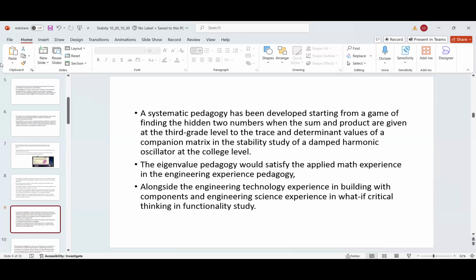Systematic pedagogy has been developed, starting from finding two hidden numbers when the sum and product are given at the third grade level, to the trace and determinant value of a companion matrix in the stability study of a damped harmonic oscillator at the college level. The eigenvalue pedagogy would satisfy the applied math experience, alongside the engineering technology experience in building with components and the engineering science experience of critical thinking function study.